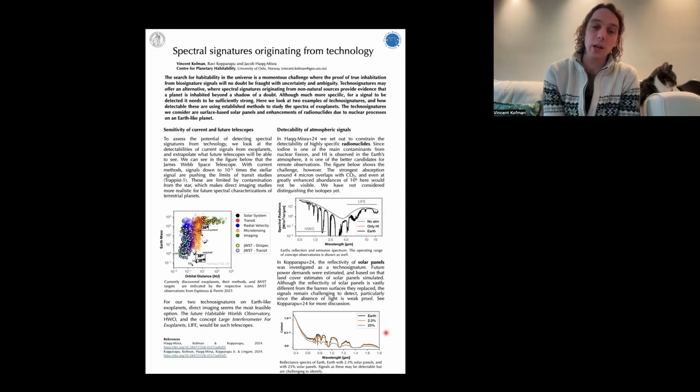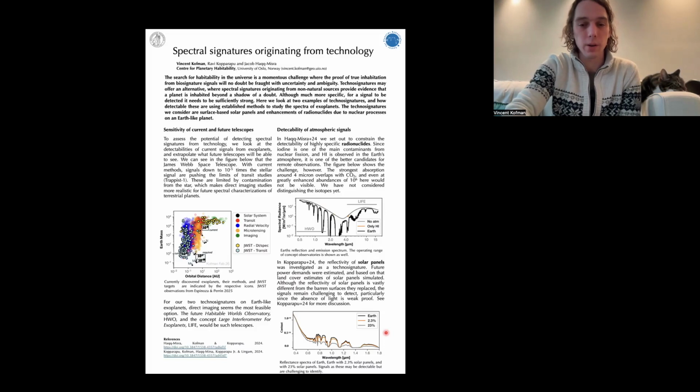The challenge here, however, is that it's not a very specific signature. Just a decrease in reflectivity, because solar panels absorb all the light, is very hard. So we try to look at a specific silicon edge further in the UV, but that is covered essentially by other absorption features, so it'll be hard to detect.